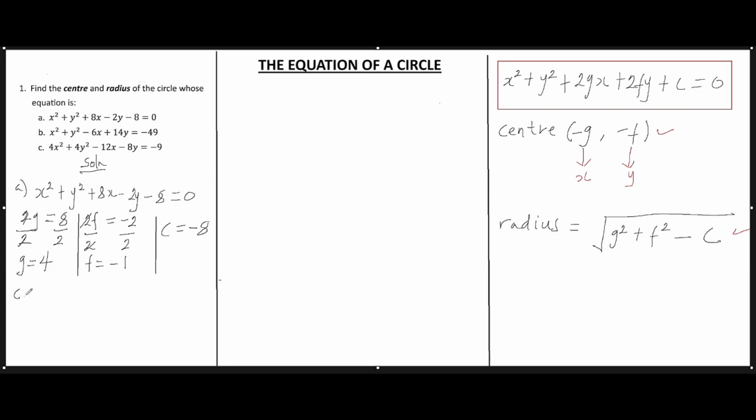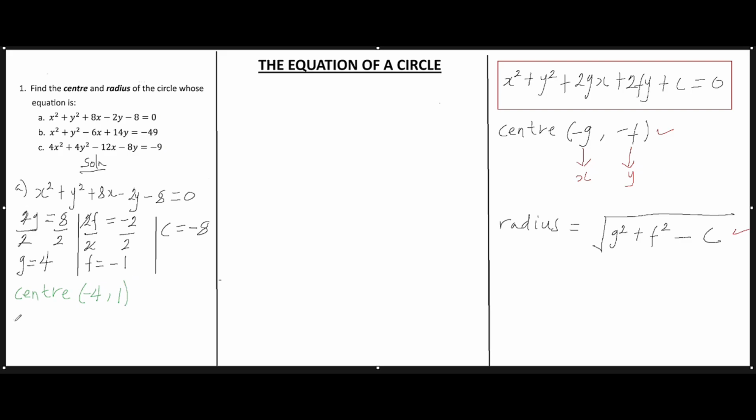So what will be the center of this particular circle? The center would be minus g, minus f. So we had g as 4, so the x coordinate will be minus 4. And then the y coordinate, f here is minus 1, so we have to negate f. So negative of minus 1 will give us positive 1. So that is the center.